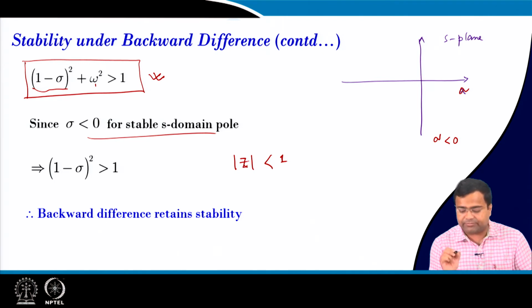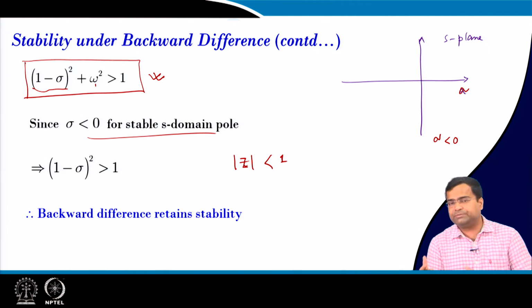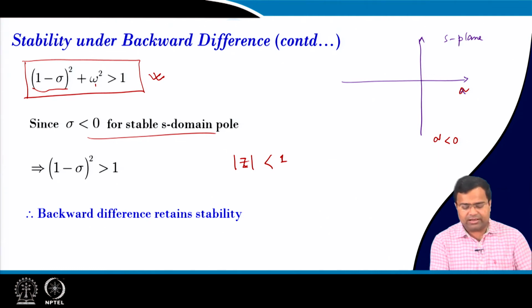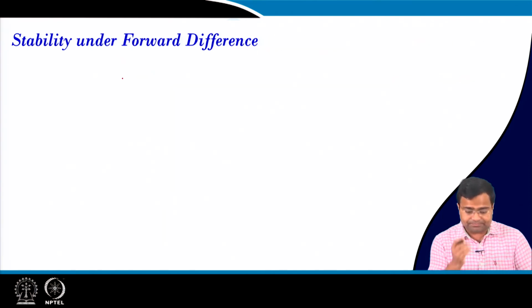That means, by this transformation method, a stable S plane pole will always be stable, but it is a conservative choice, because this will make sure it is stable, but it is a conservative choice.